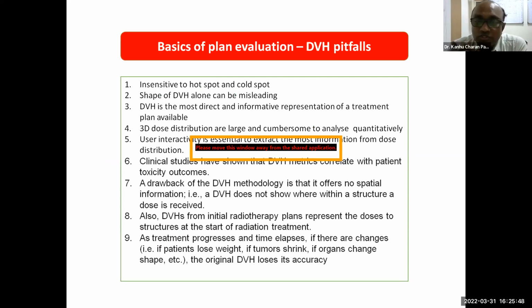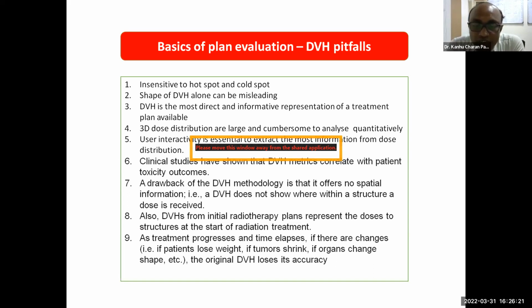DVH is the most direct and informative representation of a treatment plan available. 3D distributions are large and cumbersome to analyze quantitatively. User interactivity is essential to extract the most common information from dose. Clinical studies have shown that DVH metrics correlate with patient toxicity outcomes. A drawback of the DVH methodology is that there is no spatial distribution information. You only see the graph; you cannot see the spatial distribution.